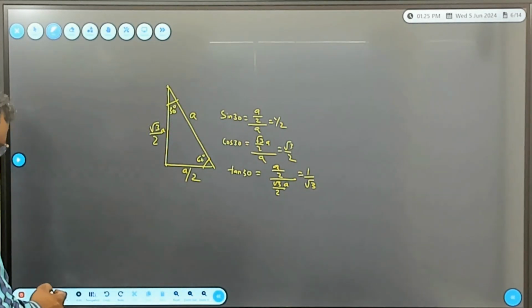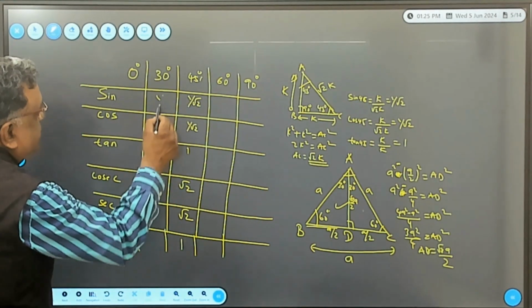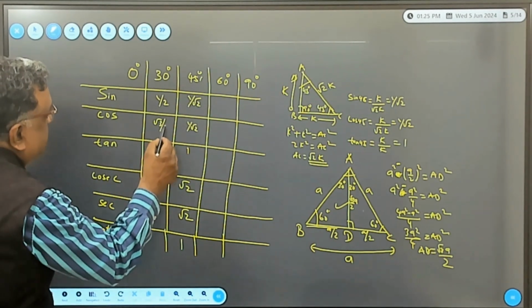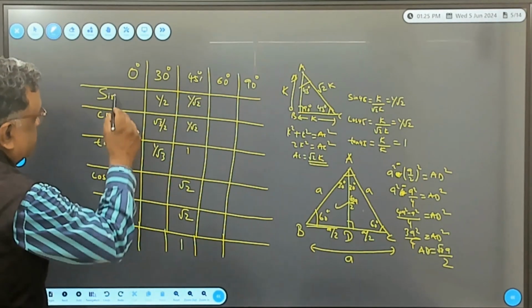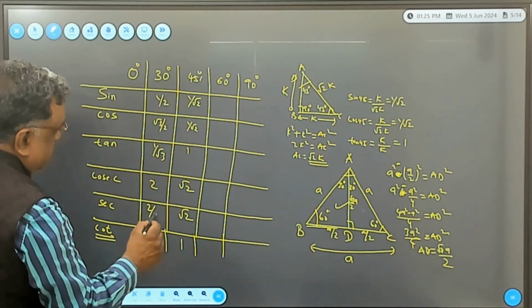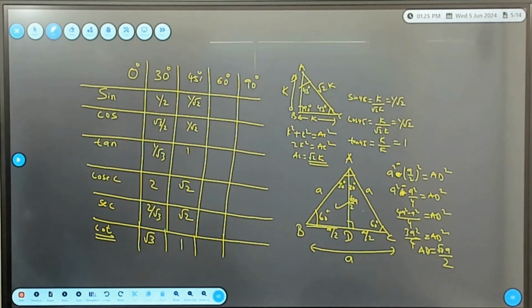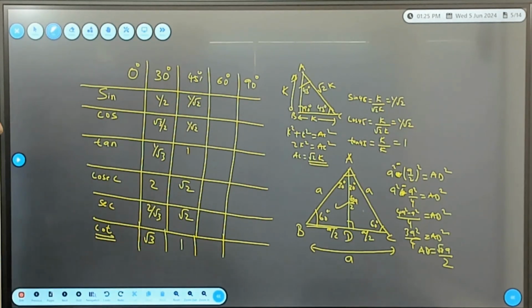Okay, which means I could find out the values of sine 30 establishing that triangle. This was root 3 by 2. This was 1 by root 3. Cosec is reciprocal of sine. Sec is reciprocal of cos. And cot is reciprocal of tan. So I could find out the values of sine 30 degrees, cos 30, tan 30, cosec, sec and cot 30 also.